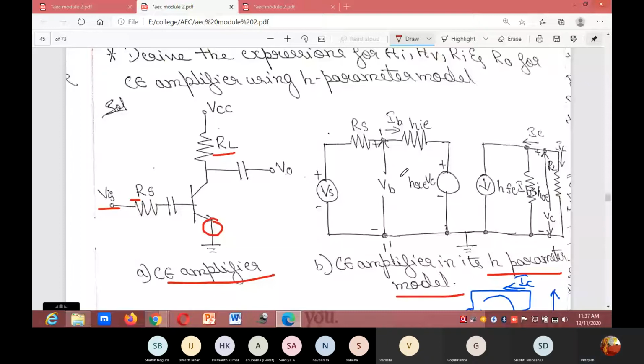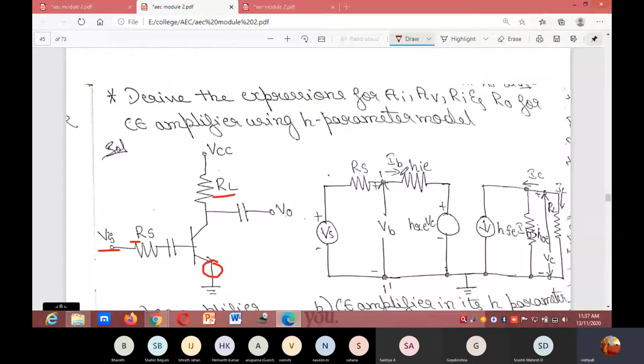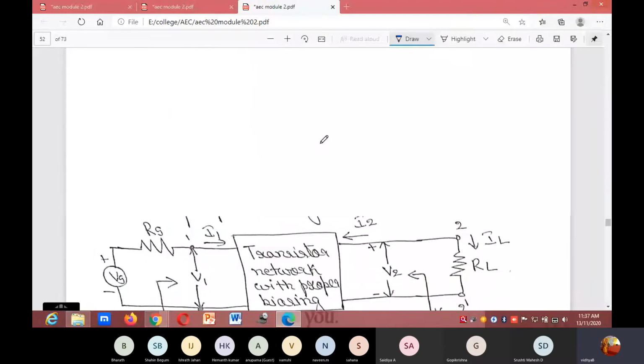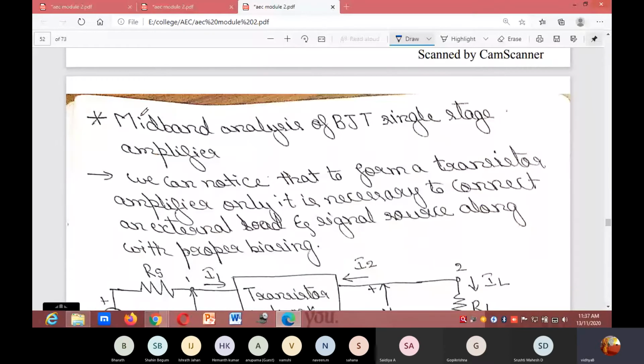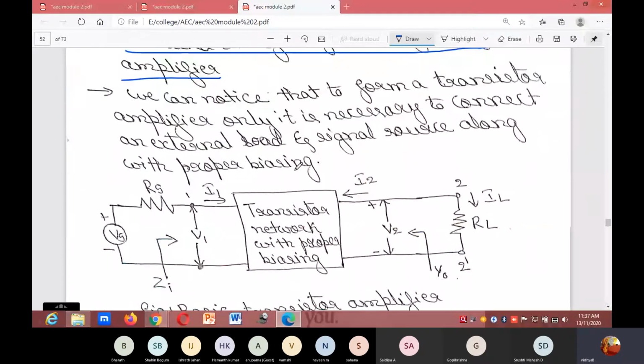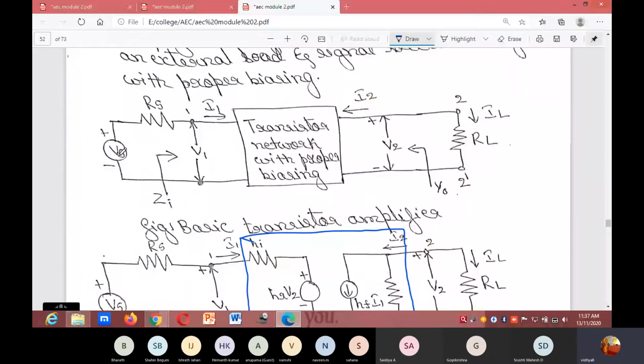Vs and Rs are at the base, with hie. This is the h-parameter model. In the last class I explained the mid-band analysis of the BJT single stage amplifier. You can observe that Vs and Rs are common for all the amplifiers, and RL is common.